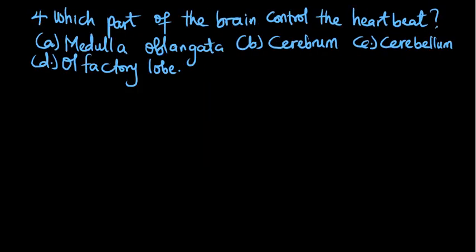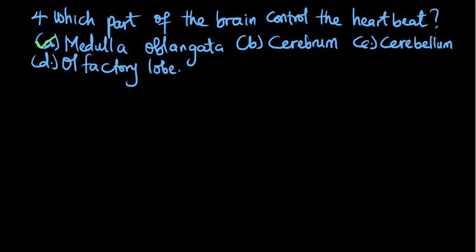Our next question states, which part of the brain controls the heartbeat? The part of the brain that controls the heartbeat is called the medulla oblongata. That's the part of the brain that controls the heartbeat.